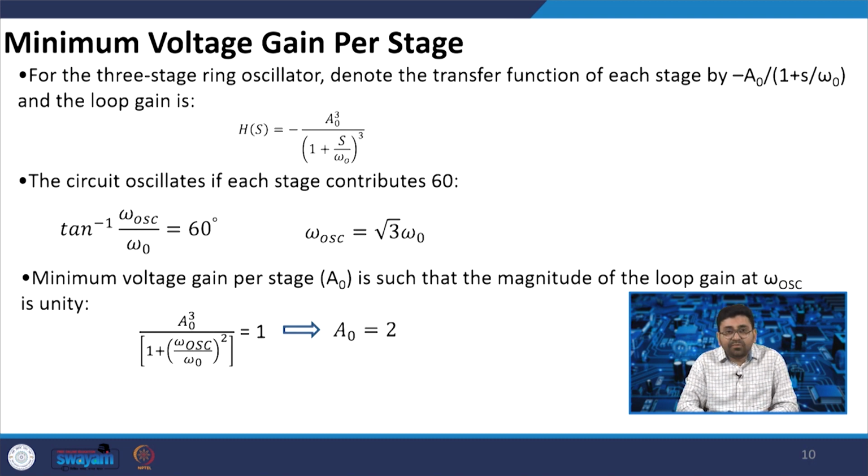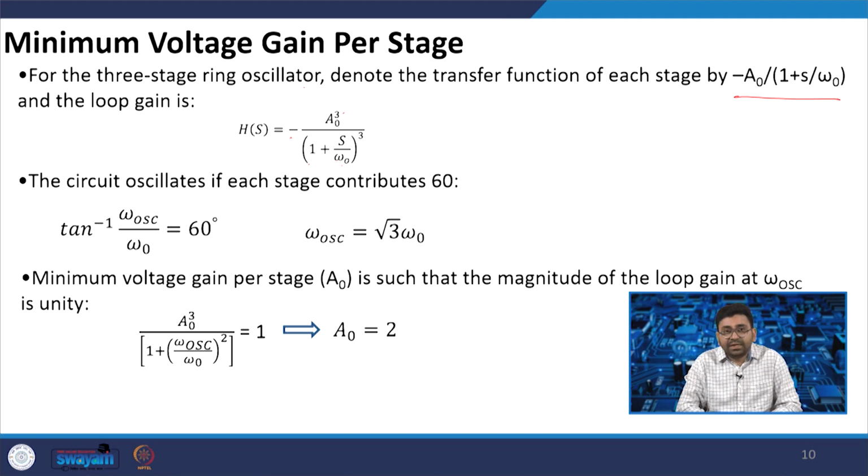So, if we want to find the amplitude requirement and the oscillation frequency, what we can do is, for the 3 stage ring oscillator, denote the transfer function. This is the transfer function of each stage, that is minus A naught divided by 1 plus s by omega naught. It has one pole, and the total loop gain, if we multiply all 3, is minus A naught cubed divided by (1 plus s by omega naught) whole cubed.